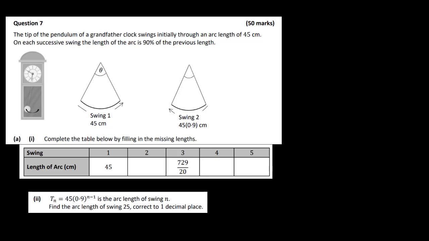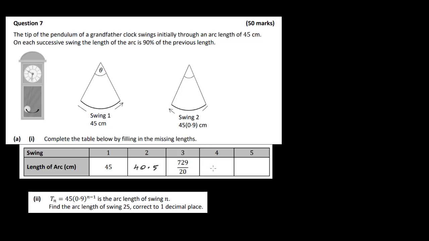Now I'm just going to put in the values. I've worked them out. So we have 45 to start with. Second one here is 81 over 2 or 40.5. They have it as a fraction here, so you can leave it as a fraction if you want. It doesn't really matter. That's 36.45 here.